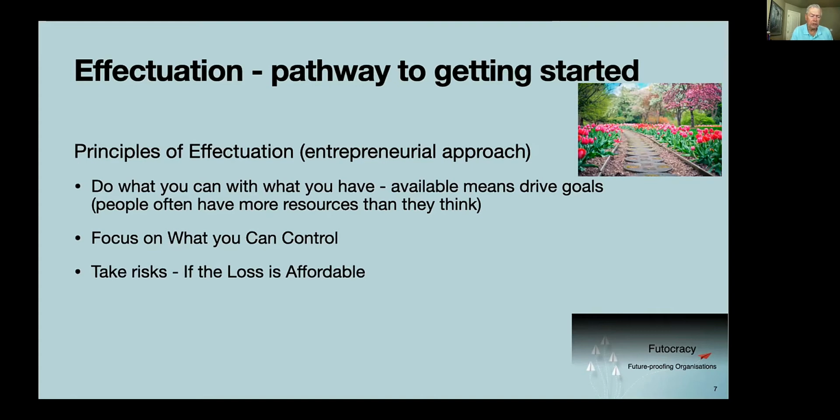Normally, an organization focuses on risk mitigation. That reduces taking risks at all. Effectuation is very different in that risks are encouraged, but only if the loss is affordable. If the loss is affordable, you take the risk in moving forward, but you also do so with partners. This is a critical principle of effectuation because it really helps to share the risk, but it also gains additional means that you can move forward with. The partnering then is a critical component of effectuation.